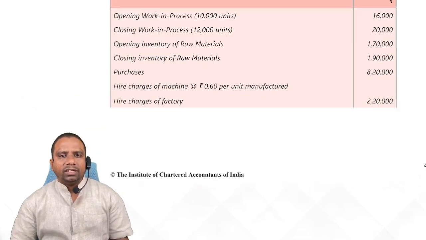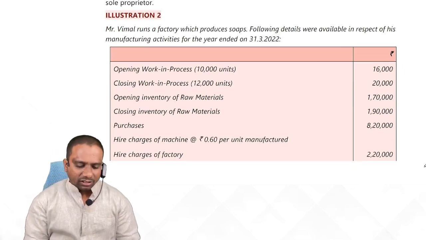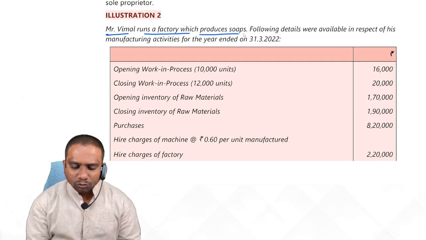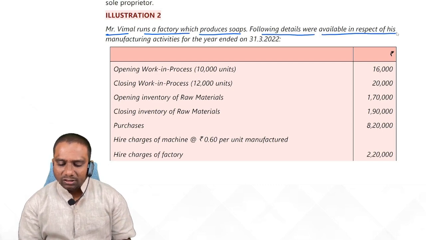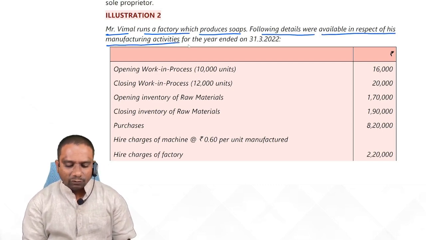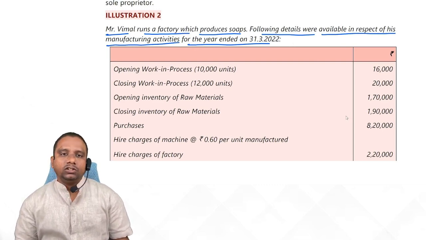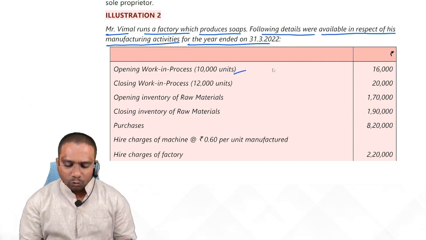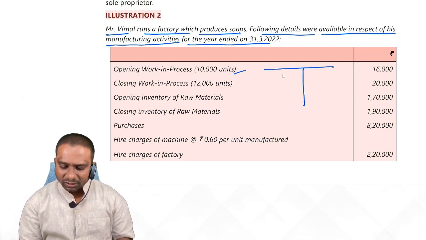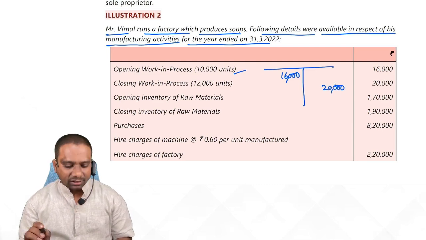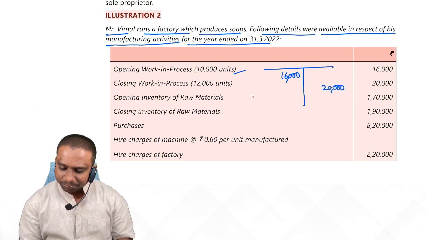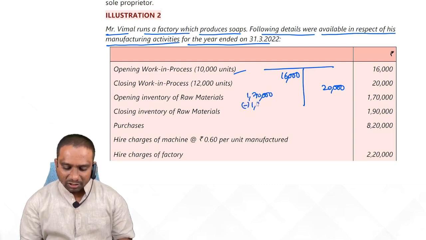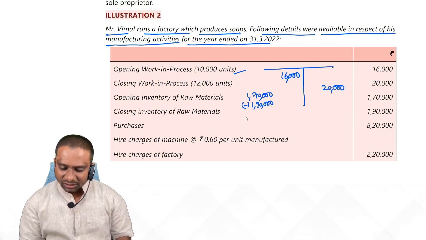Next one. Here you can observe manufacturing account. Look at next illustration 2. Mr. Vimal runs a factory which produces soaps. Following details were available in respect of his manufacturing activities for the year ended 31st March 2022. First, they are giving opening work in progress 16,000, closing work in progress 20,000. Yes or no? Next, opening inventory of raw material 1 lakh 70, closing inventory of raw material 1 lakh 90, purchases 8 lakh 20. What do you get?